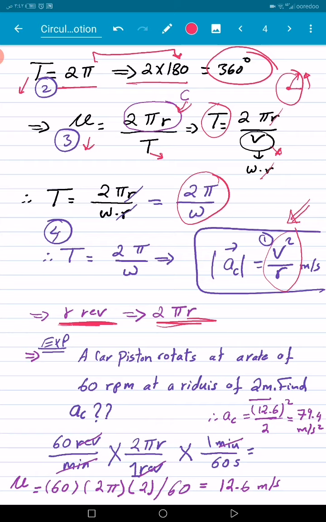I give you one example here and we try to find it. So a car piston rotates at a rate of 60 RPM. What is the mean of RPM? When you go to your car, you see there are two meters. One is for speed, starting from 0 to 280 kilometers per hour, and you see here there is another meter. This meter is about the revolving, so I have two in my car. In some new cars they make it in one, in some cars they keep it in two.